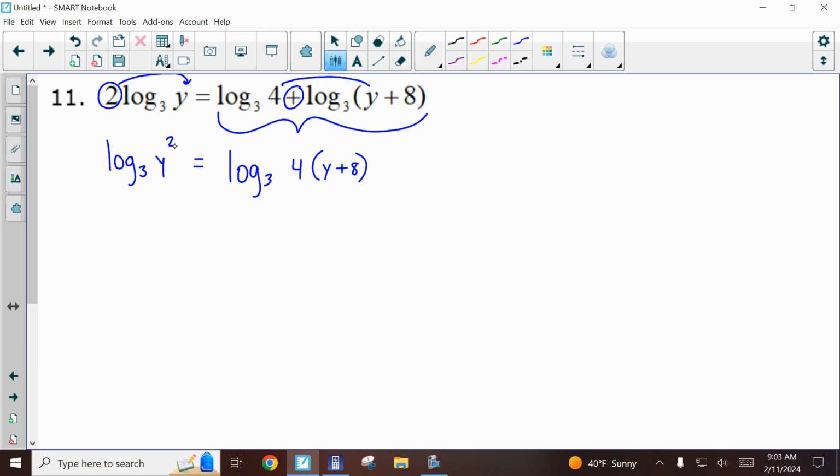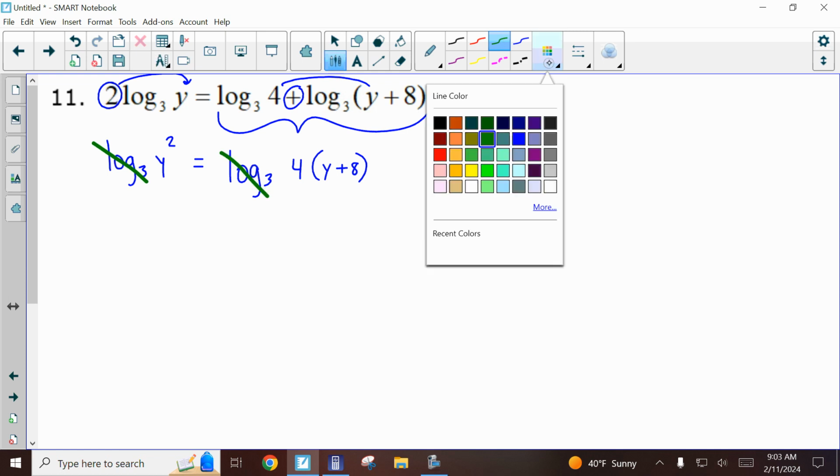Now, this one is sweet because once you can get those logs, 1 log on the left and 1 log on the right, those logs just cross out. So we can now solve what's left.